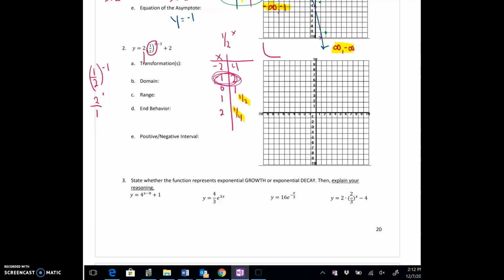The transformations, this 2 is going to make it stretch. This 3 is going to make it go right 3, and this 2 is going to make it go up 2. So since I do have a stretch, I will be putting in a new y column, and I will take all my old y's and double them. So 4 doubled is 8, 2 doubled is 4, 1 doubled is 2, 1/2 doubled is 1, and 1/4 becomes 1/2. So I'm going to get rid of my old y's, and I won't graph those, but everything else will fit on my graph. So here's -2, 8, -1, 4, 0, 2, 1, 1.